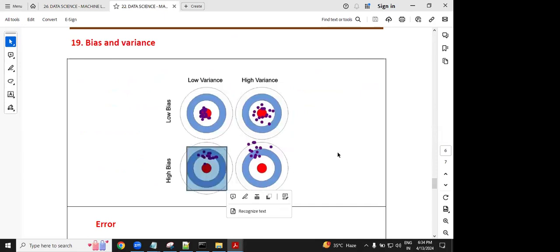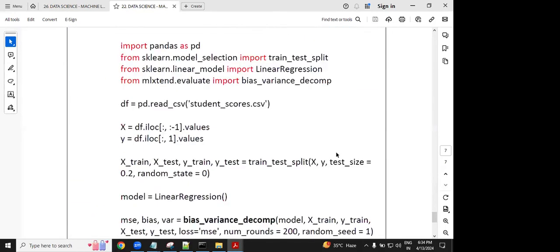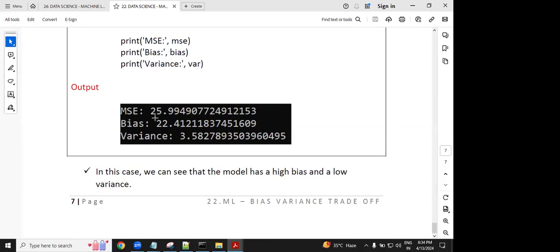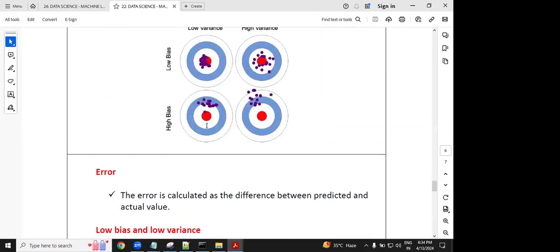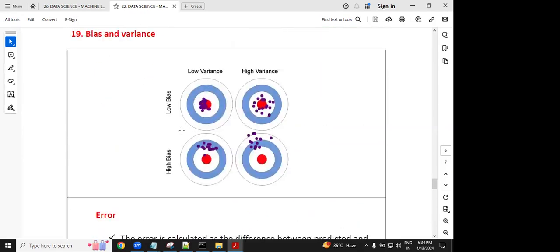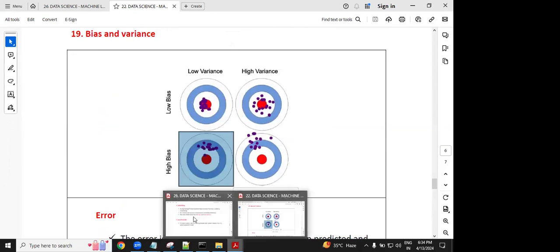Previously, what model did we create? That model is called an underfitting model. We got this value. Did you notice? The bias value is high and the variance value is low. Then we need to fix this problem. This is called an underfitting model.